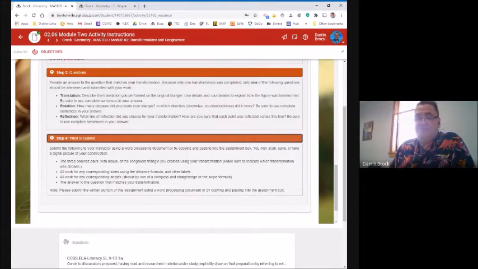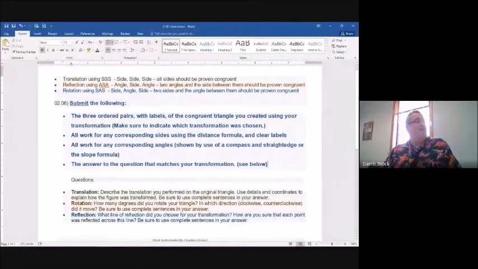So let me switch from that and just show you. I kind of summarized it all on a page that I just have for myself, so I don't have to go to Buzz every time I pull that up. I just made us a little summary page that I refer to, which you can do the same thing if you want, just copy and paste it out of there. But the translation, reflection, rotation, using side, side, side, angle, side, angle, side, angle, side. There's the things you submit, and there's the questions.